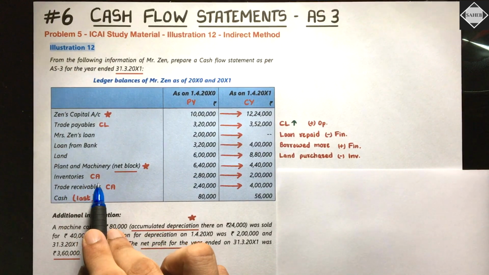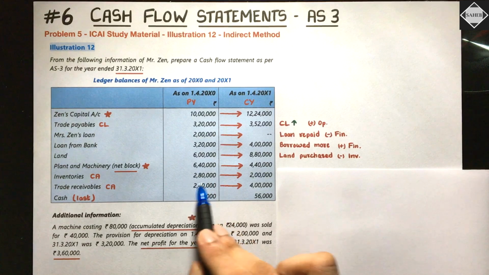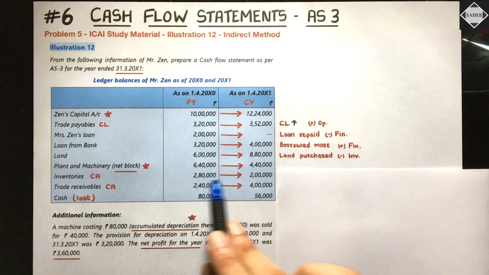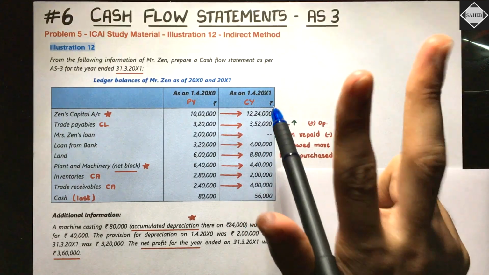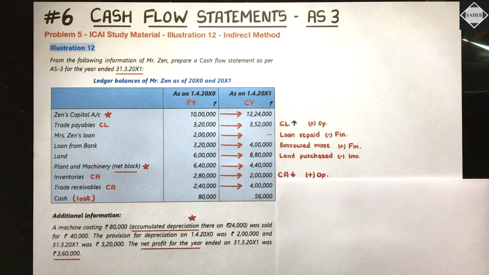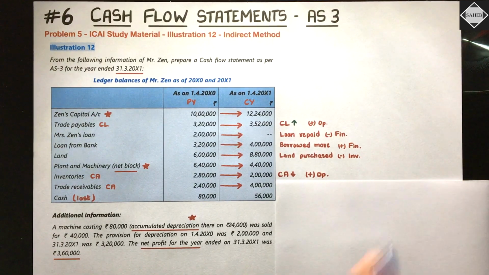Inventories are what? Current asset. Working capital changes, you have to see that. From 2 lakh 80 opening balance, it has decreased to 2 lakh. From 280 to 2 lakh, it is decreasing by 80,000. So if a current asset is decreasing, that means a positive impact on cash. We have to add it in operating activity while doing working capital changes. We all know that.